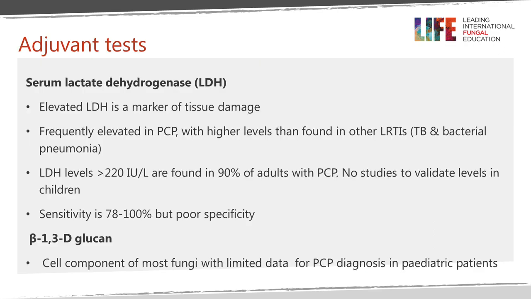Now, are there any serum markers that might be able to help us in the diagnosis of pneumocystis pneumonia? We will talk about two of the serum markers today, and one is serum lactate dehydrogenase. Now, an elevated LDH is a marker of tissue damage, and it will be elevated in pneumocystis pneumonia, and sometimes it can be elevated in other lower respiratory tract infections. When compared, the elevation in pneumocystis pneumonia is way higher than the elevation in tuberculosis and bacterial pneumonia. In adults, in several studies, an elevated lactate dehydrogenase of above 220 international units per liter has been found in about 90% of adults with PCP. The sensitivity for this test is about 78 to 100%, but it has very poor specificity.